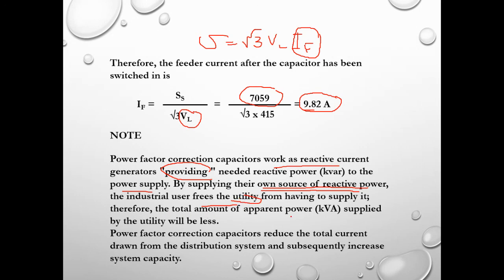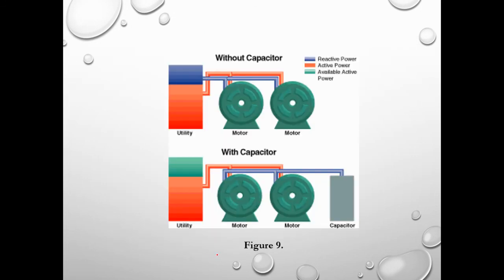So therefore, the total amount of apparent power, kVA, supplied by the utility will be less. The S from the system will be much less. So power factor correction capacitors reduce the total current drawn. This is another advantage of having a capacitor as power factor correction: the total current drawn from the distribution system is reduced, and subsequently system capacity increases. In this particular figure, we can see a good way to understand how it works.